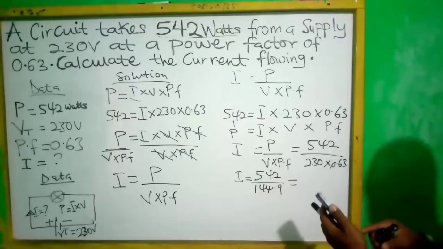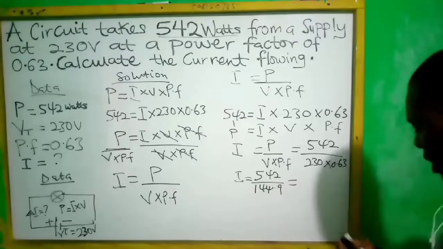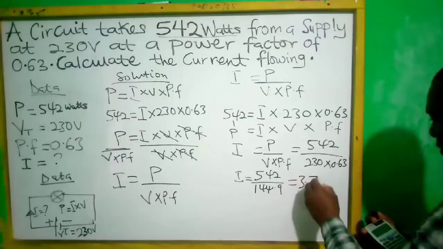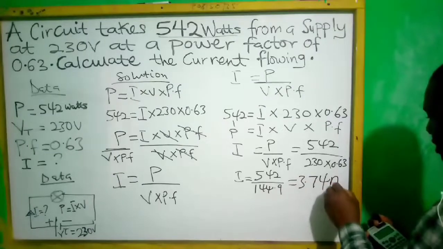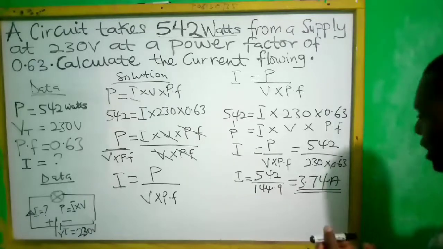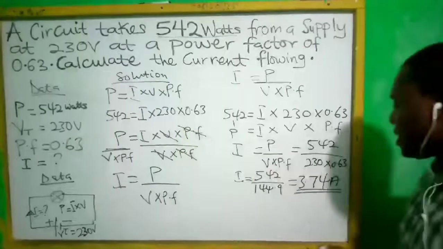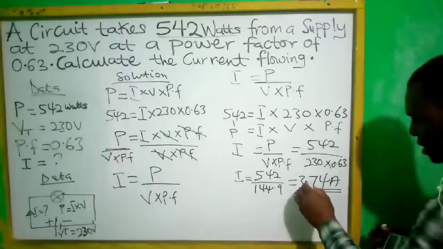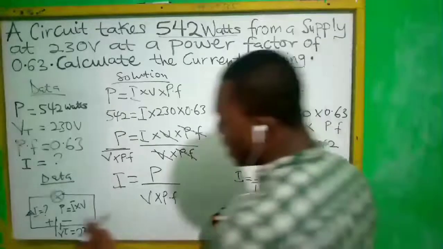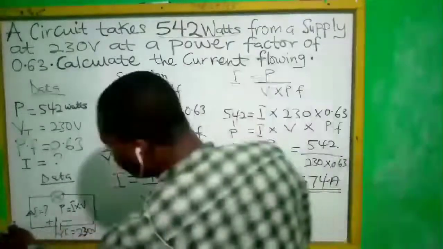542 divided by 144.9 will give us 3.74 amps. The value is long. When you write that long value, you multiply, you get the same answer. So now the current flowing now is what?